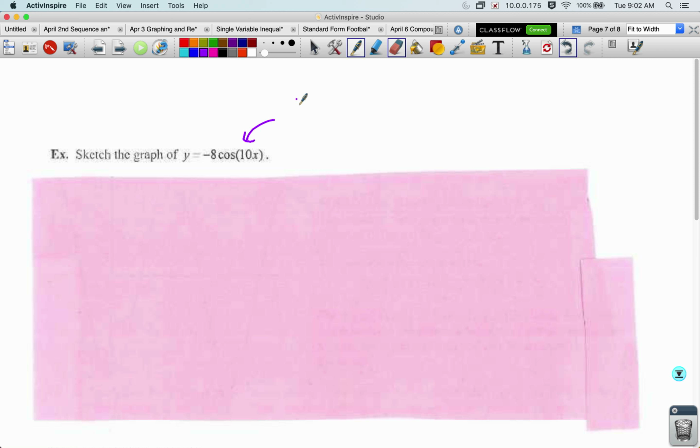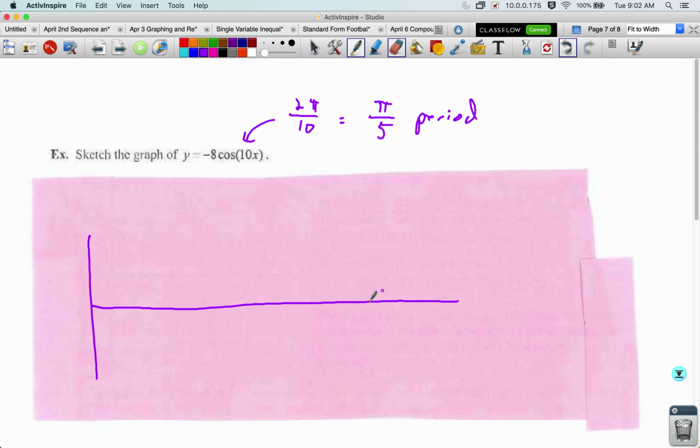We have a 10 here, so I'm going to do 2 pi over 10, or pi over 5, is our period. All right, so another graph. We need to complete a full cycle by pi over 5. Cosine starts at a maximum, but watch out, we've got a vertical flip here. So we're actually going to start at a minimum. It's like we were at the maximum, then we got flipped down here. And then we need to complete a full cycle by the time we get over to pi over 5.